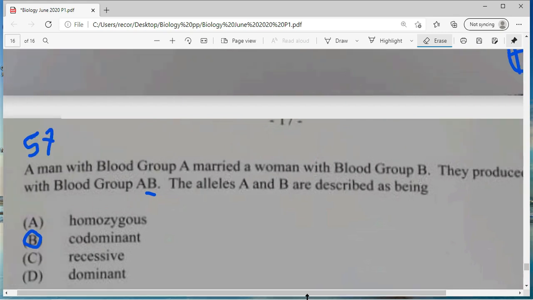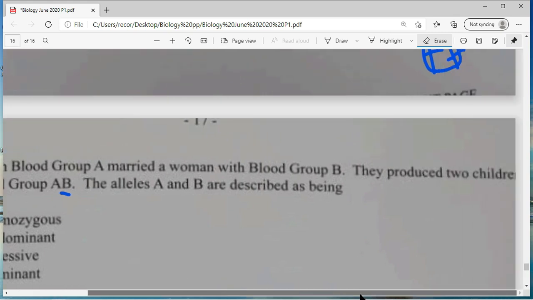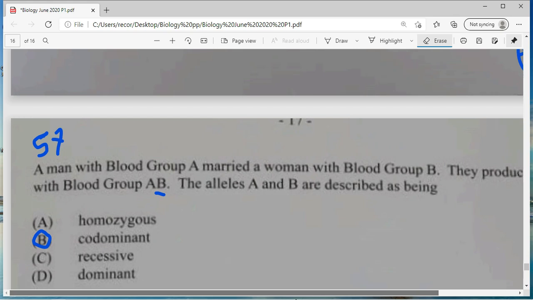Now this is 57. A man with blood group A married to a woman with blood group B. They were able to produce two children with blood group AB. The alleles A and B are described as being codominant, and this is of course textbook. I love to say that these alleles are pretty much loving. They are codominant. They will just be there and they won't fight. They'll just exist together like a nice wife and husband, a nice family setting. So they're pretty much codominant there.